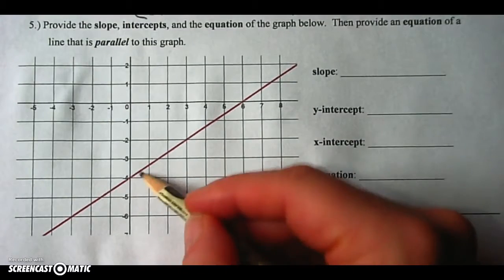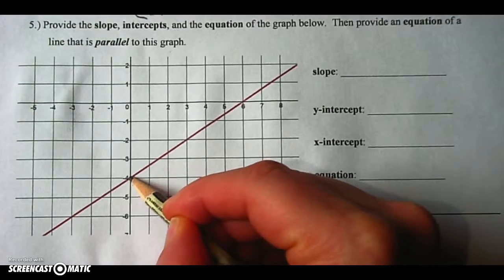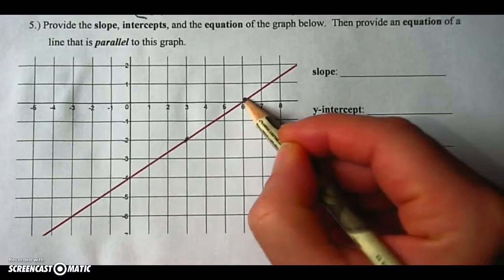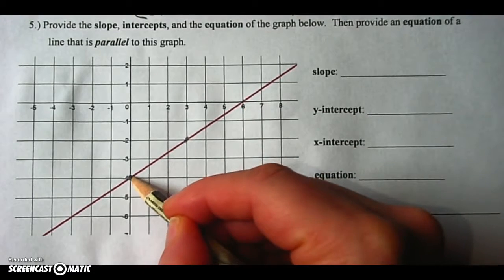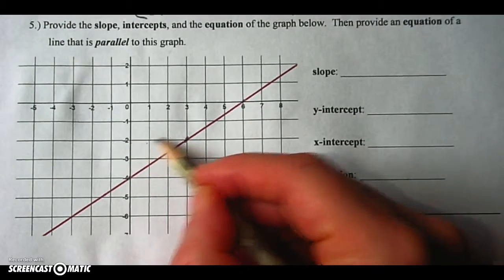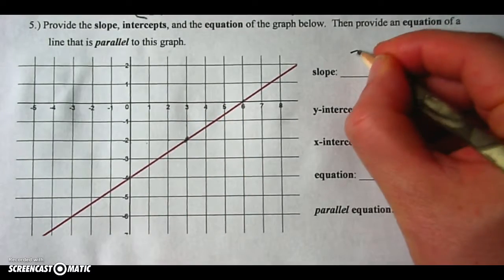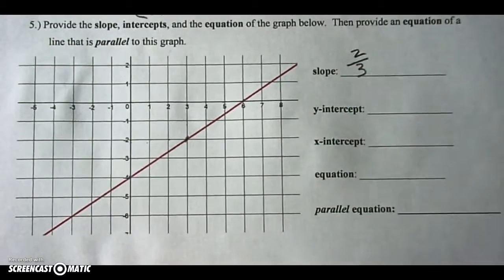So number 5, let's see, we're starting here. We want the slope. And let's see if we have another good point to read. Oh, we have a point there, we have a point there. Lots of good points to look at. So we go up 1, 2, and over 1, 2, 3. Up 1, 2, over 1, 2, 3. I would say our slope is 2/3.